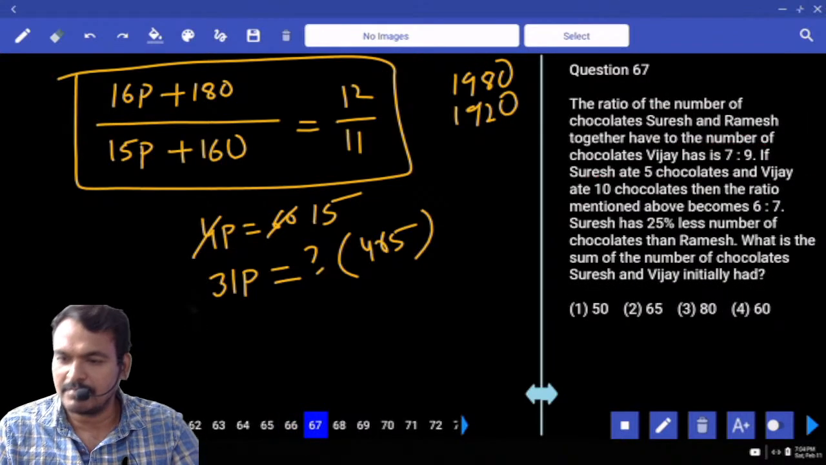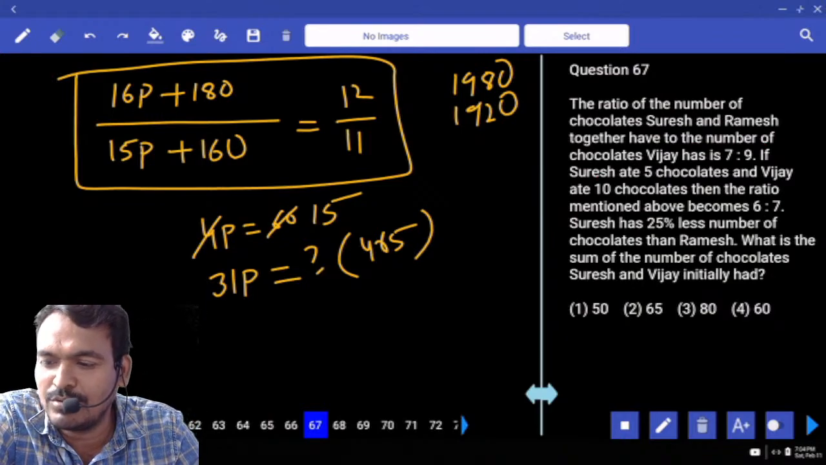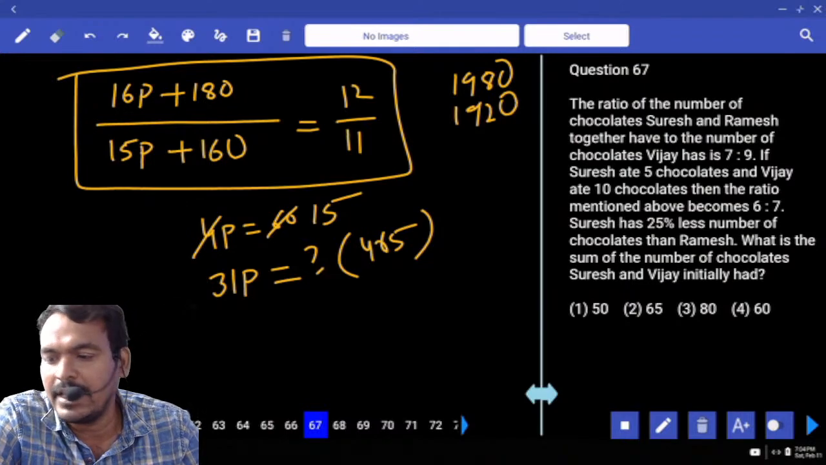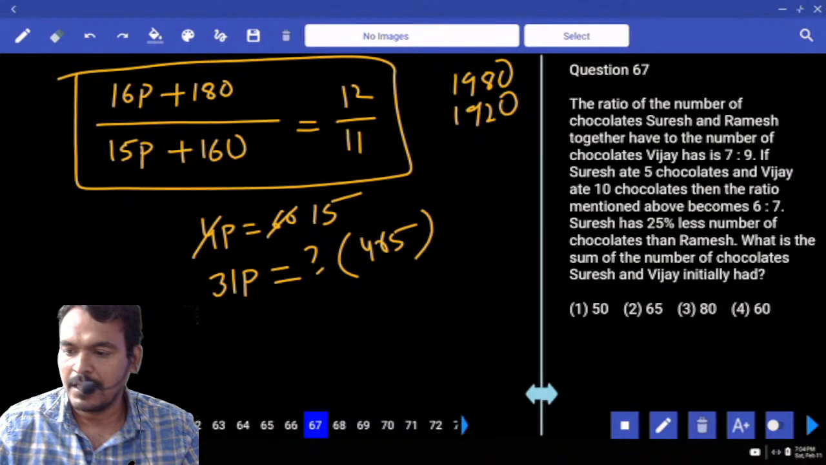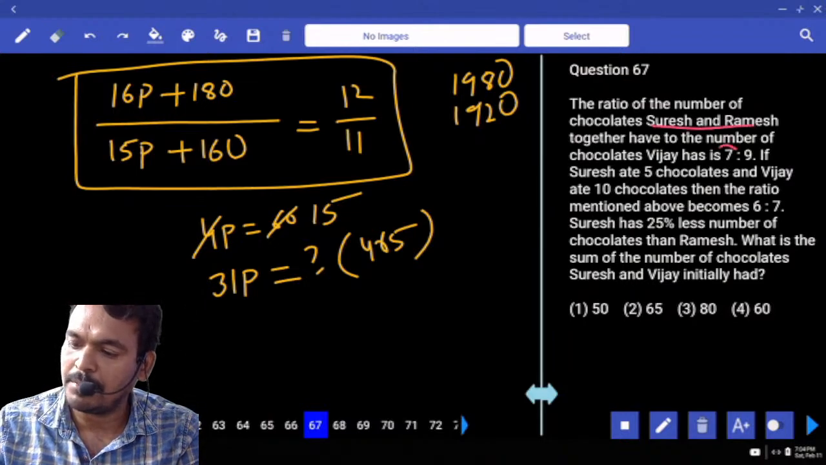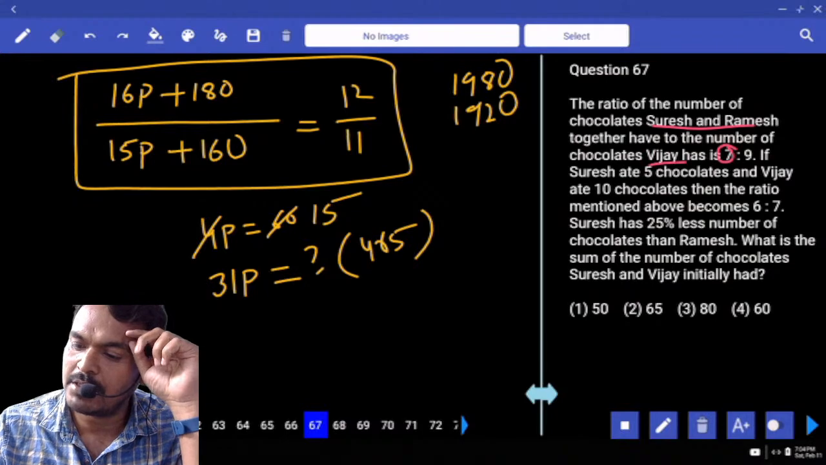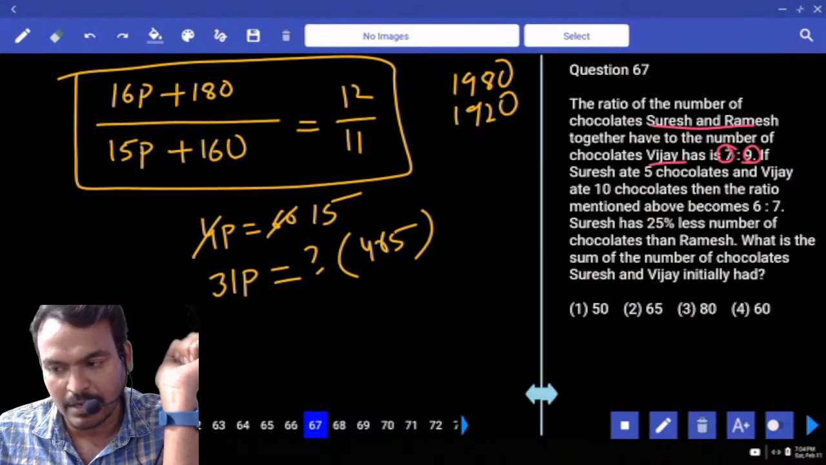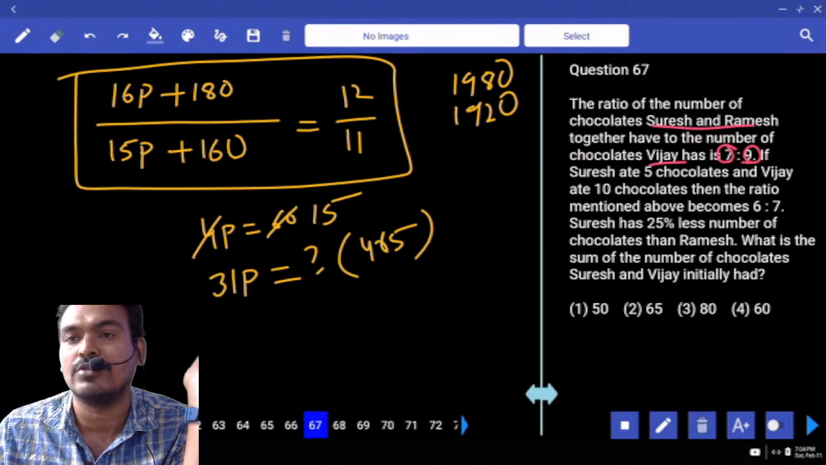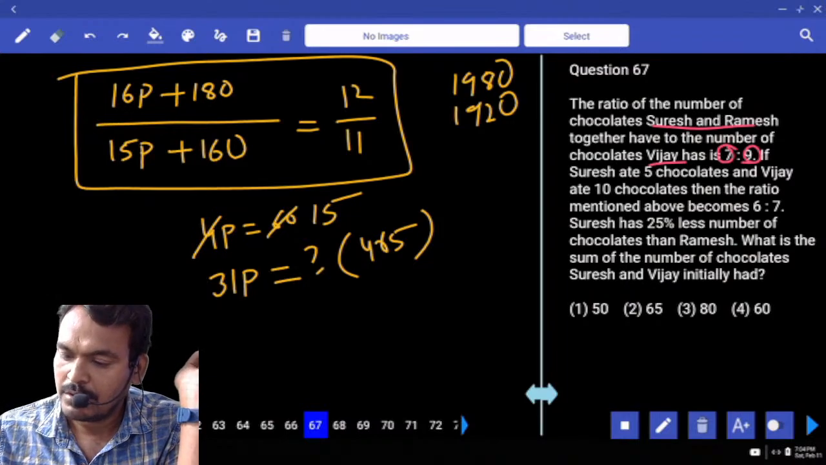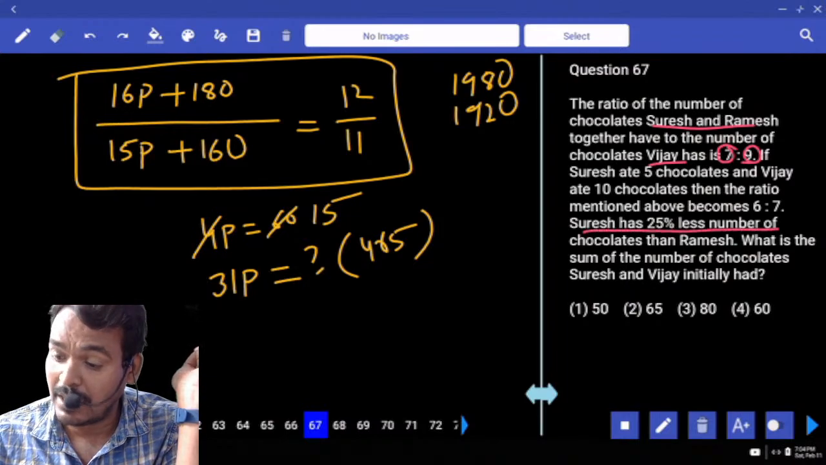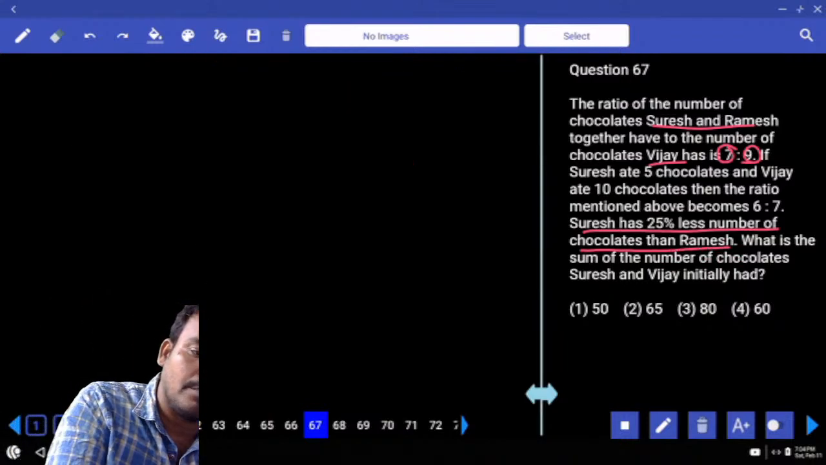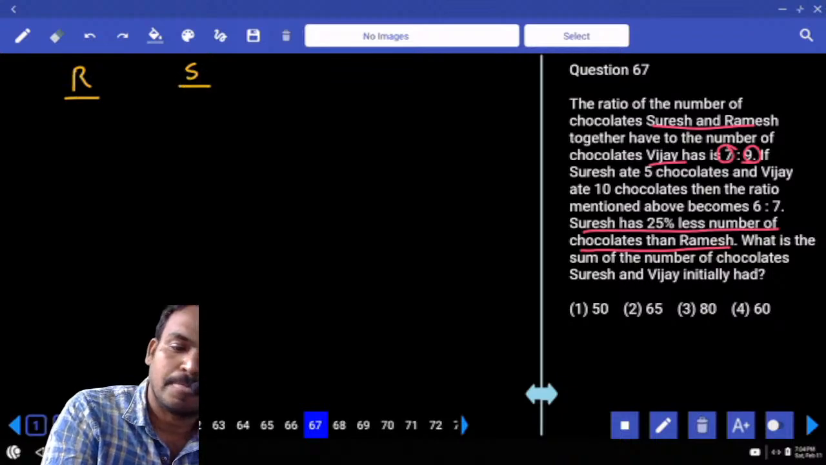Next, question number 67. The ratio of the number of chocolates Suresh and Ramesh together have to the number of chocolates Vijay has is 7:9. Suresh plus Ramesh is 7 parts, and Vijay is 9 parts. Suresh ate 5 chocolates and Vijay ate 10 chocolates, then the ratio becomes 6:7. Suresh has 25% fewer chocolates than Ramesh.